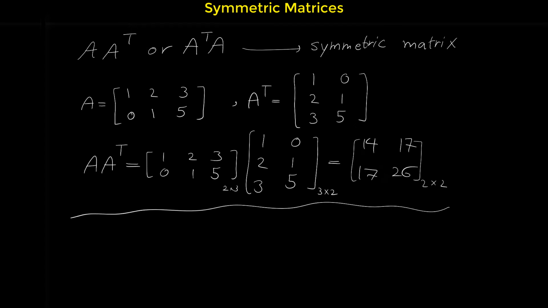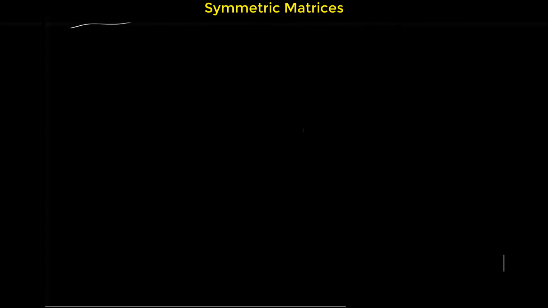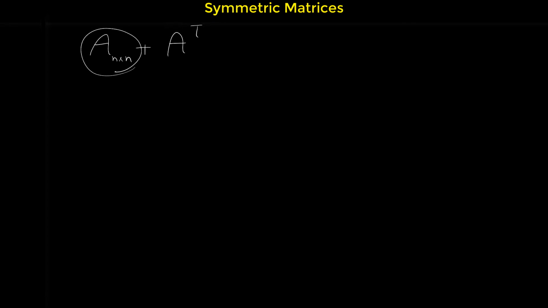Another property that we have about symmetric matrices is that if we have a square matrix A, note that here we suppose A is a square matrix. So it is, for example, n by n. This is a square matrix, but it's not necessarily symmetric. This is just a square matrix. If we add to a matrix its transpose, the result is a symmetric matrix.